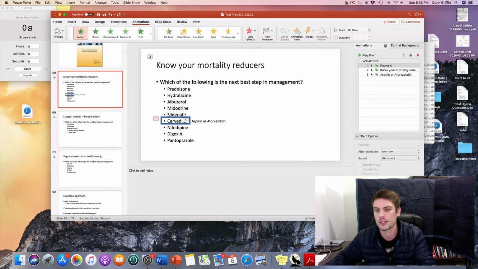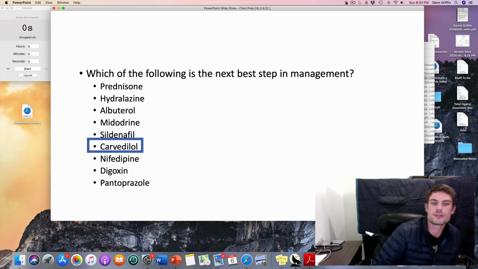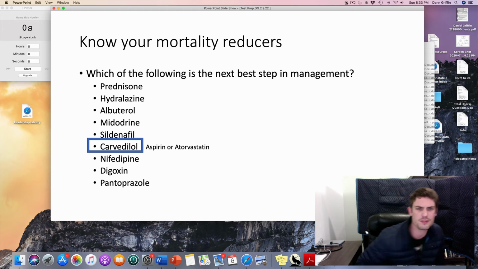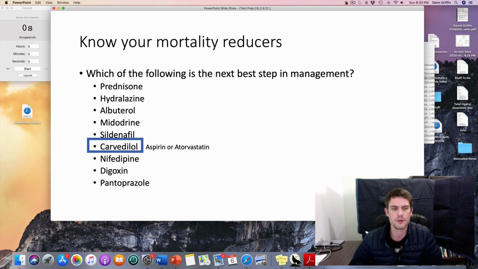All right, try again. And the right answer is carvedilol. So why is it the right answer? Because you need to know your mortality reducers. Other possible answers here could have been aspirin or atorvastatin. These all decrease mortality. Sure, if the stem had been that the person has burning esophagus pain and no red flag symptoms, pantoprazole might be the right answer. Or if the person has an acute asthma exacerbation, prednisone or albuterol might be the right answer. But if they don't give you anything else and you are left with absolutely nothing, pick the answer amongst the choices that decreases mortality.